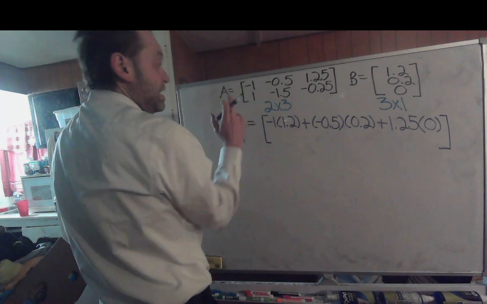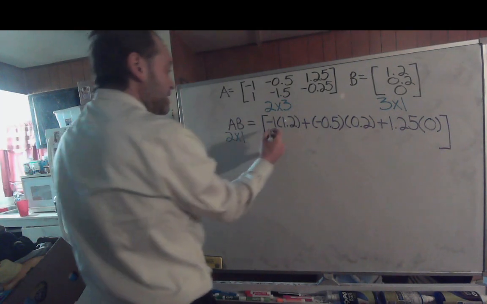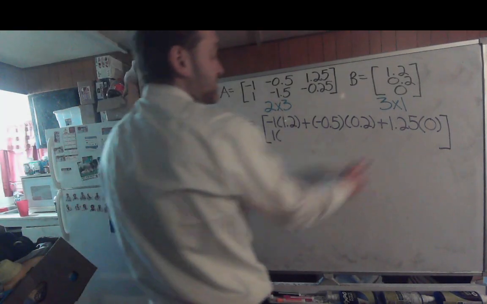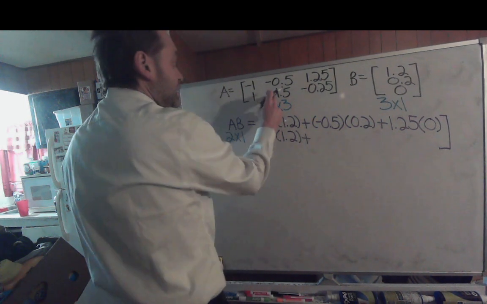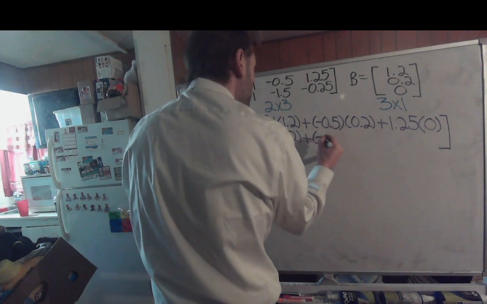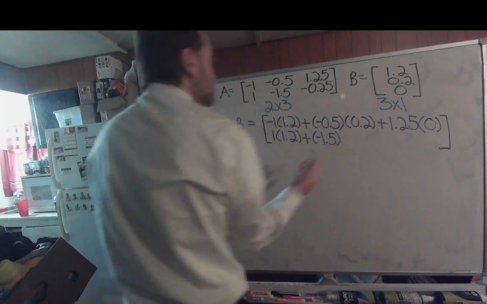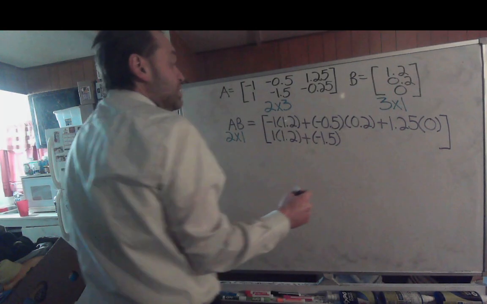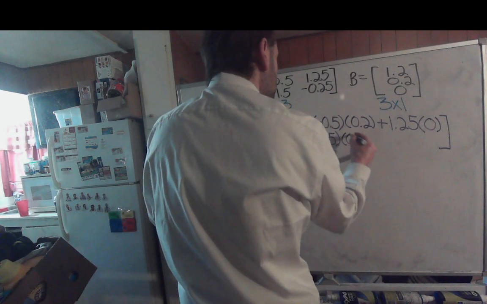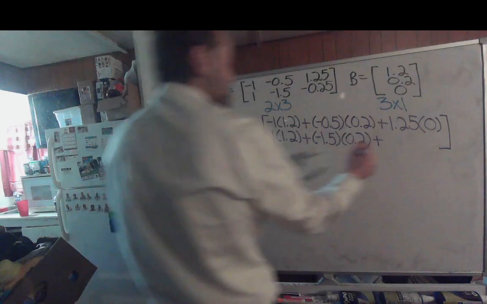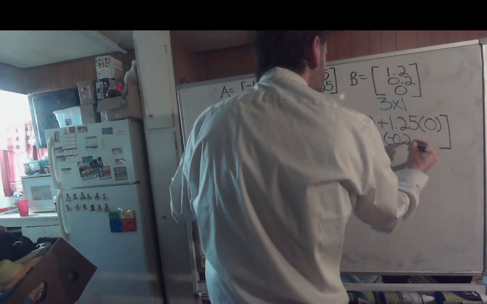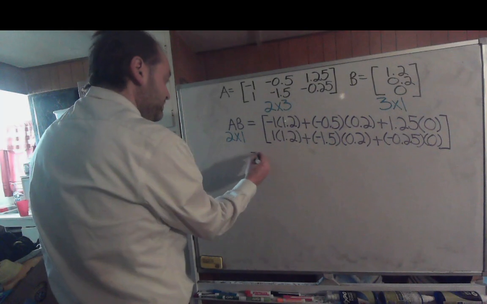And that's all you can do for the first number. Now to get the second number, you'll take the first number in the second row of 1 times the first number in that column of 1.2, plus you'll take that second number in the second row of negative 1.5 times the second number in the column of 0.2, plus you'll take that third number in the second row of negative 0.25 times the third number in the column of 0. And let's simplify this here.